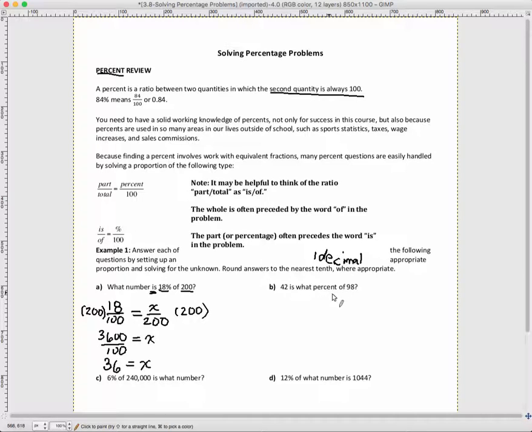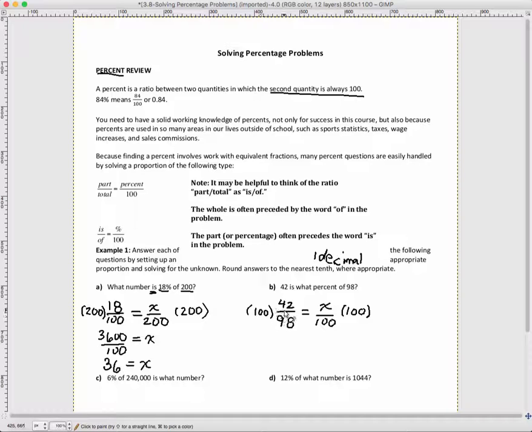Now, that tells me that 42 is what percent of 98. So I'm looking for a percentage. 42 is the part, 98 is the whole piece, and I'm looking for a percent. So I say the percent is x divided by 100, and again, I want to solve for x here. All right, so multiply both sides by 100 to eliminate the denominator here.